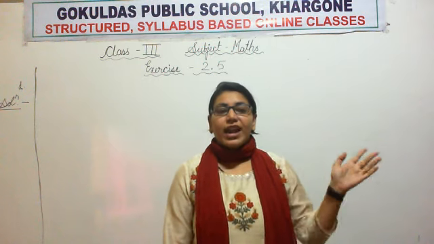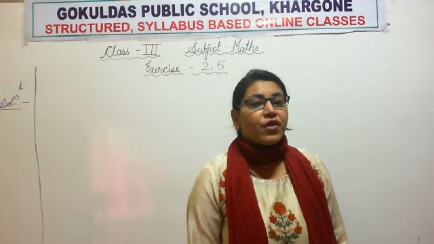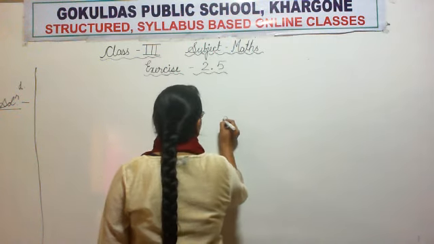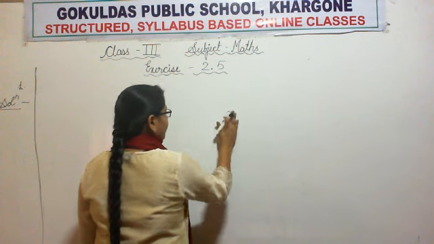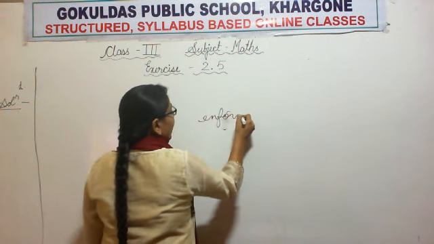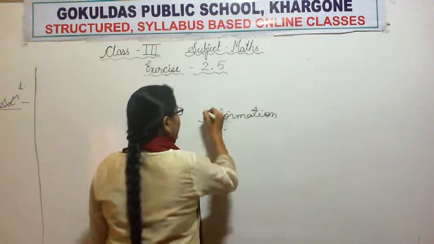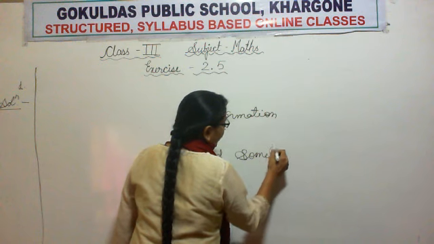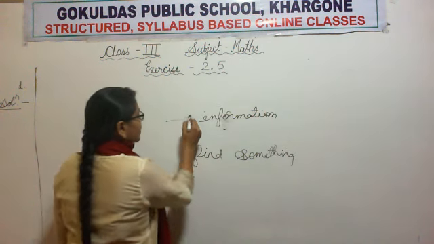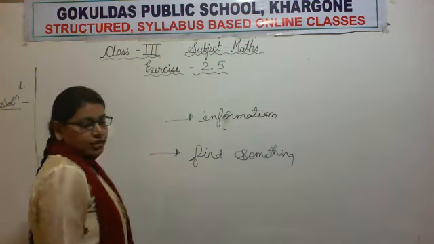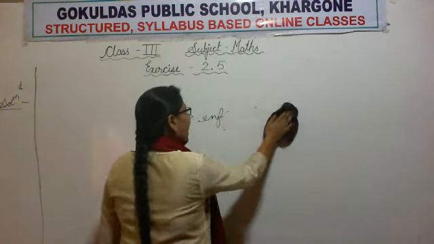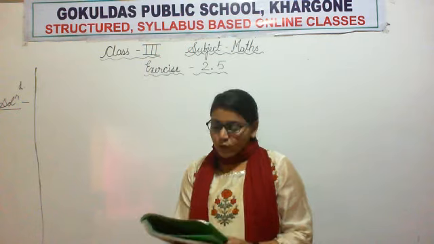So let us take a quick revision of the very first rule. The very first rule is reading the question very carefully, because the question has given us some information and asked us to find something. So for finding the information and what we have to find, we have to read the question carefully. So let's see how to do it.